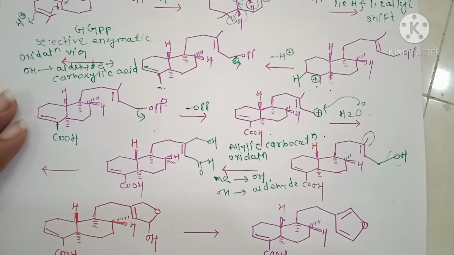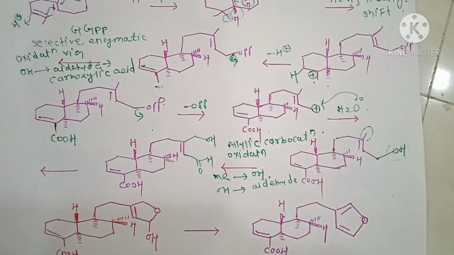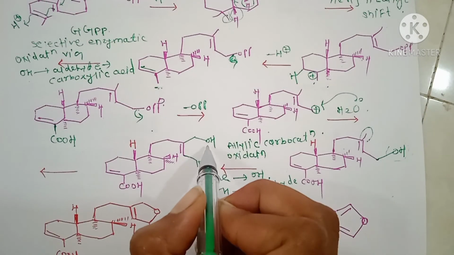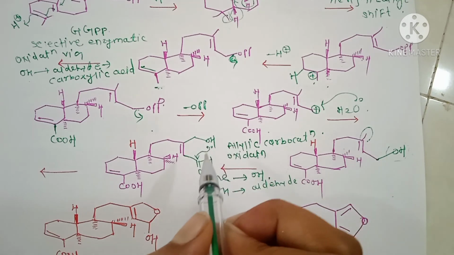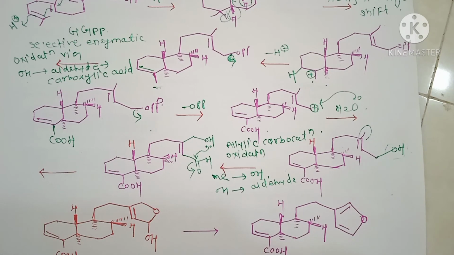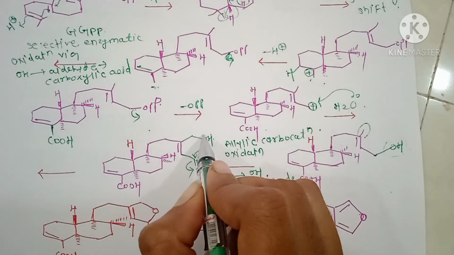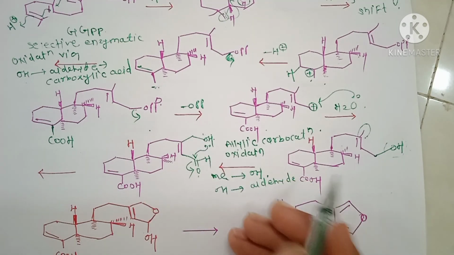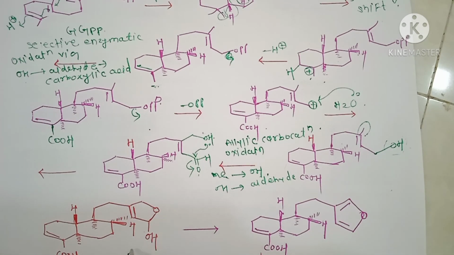Next, the heterocyclic ring formation. Okay, next step is the heterocyclic ring formation. The lone pair of oxygen attacks the electron deficient carbonyl carbon. This bond shifted here, O minus, and this negative charge abstracts this hydrogen and stabilizes the positive charge on the oxygen atom. Okay, and here the formation of this structure. Okay.